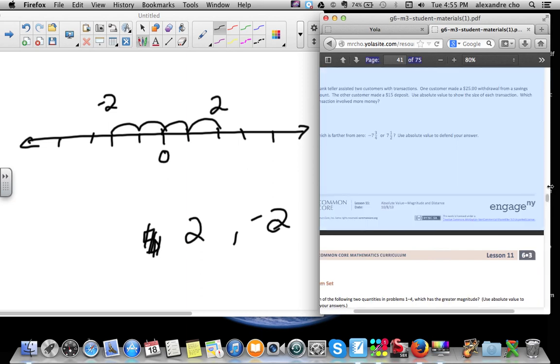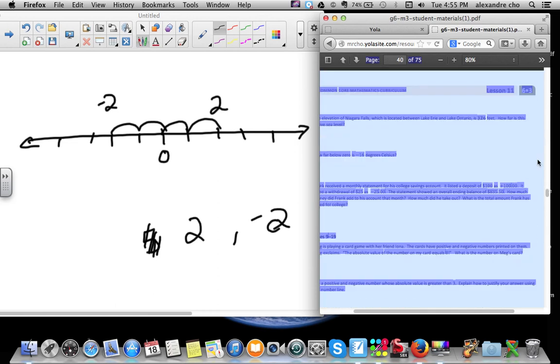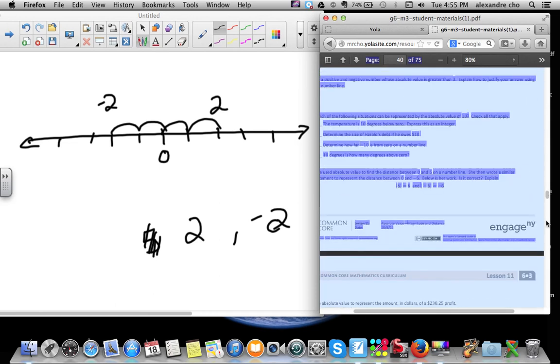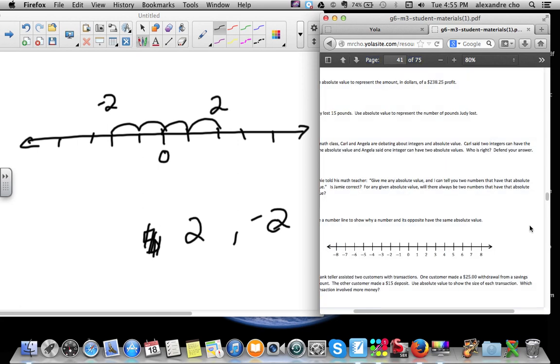And, oh, there's a couple more. Okay, come on. Oh, not that, not that.